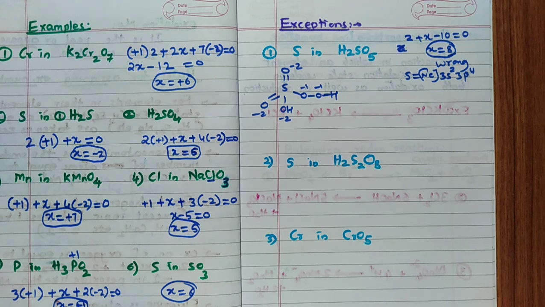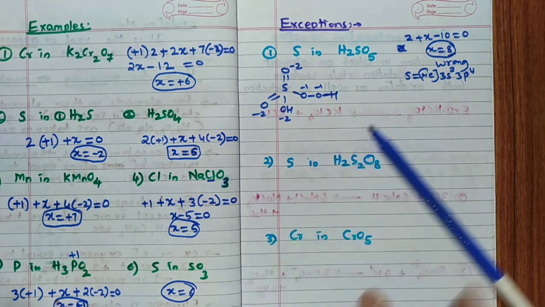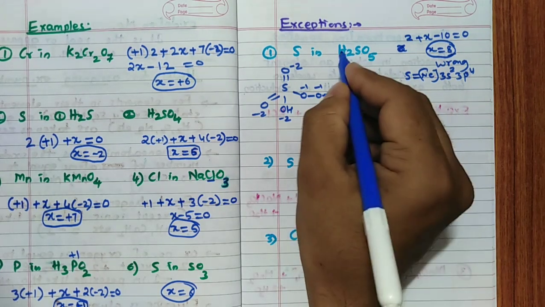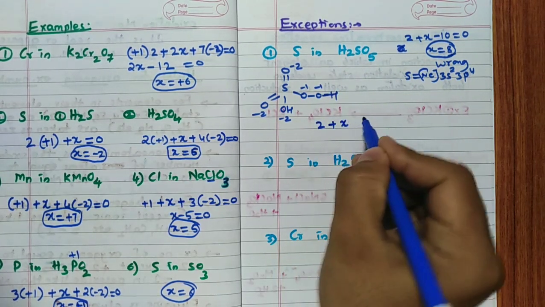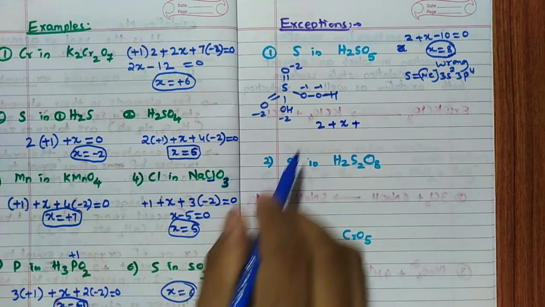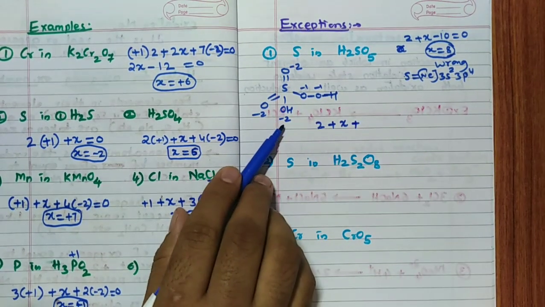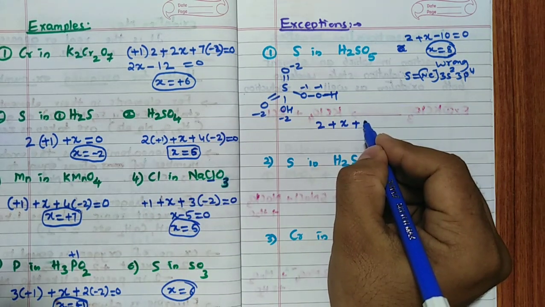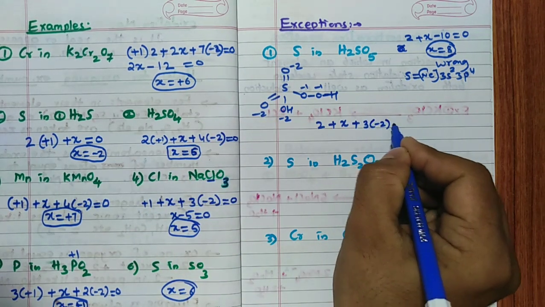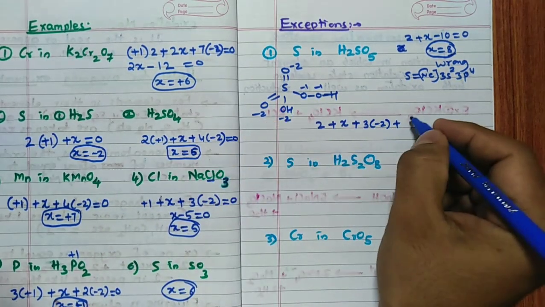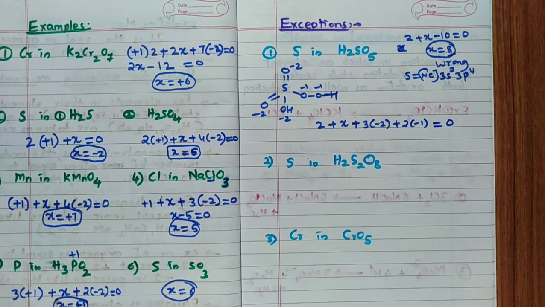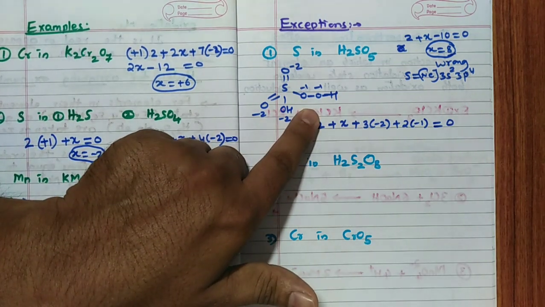So remember that. H2SO5, now you calculate. 2 hydrogen plus X plus, see, oxygen minus 2 here, there is 2, minus 2 here is 1, 2, 3. So 3 into minus 2 plus 2 into minus 1 is equal to 0. So, peroxide is minus 1, you have to calculate.